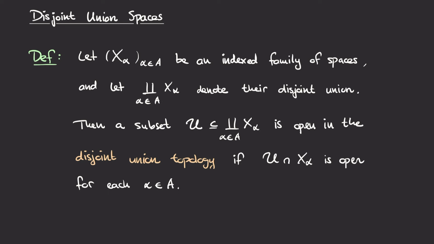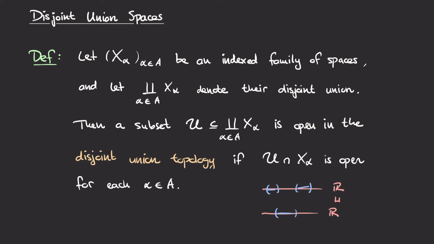For a concrete example, let's just consider 2 disjoint copies of the real line. So this is the disjoint union space of R with R. And now if we have some subset of this disjoint union, this is open if the intersection of that subset with each of the copies of the real line is open. Therefore, the open sets of this real line disjoint union with itself are precisely disjoint unions of open intervals. So they might look like this.